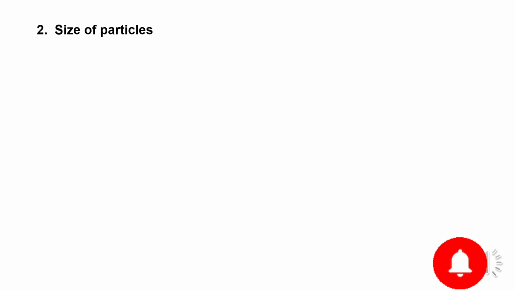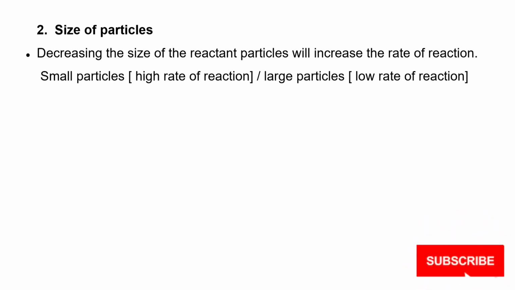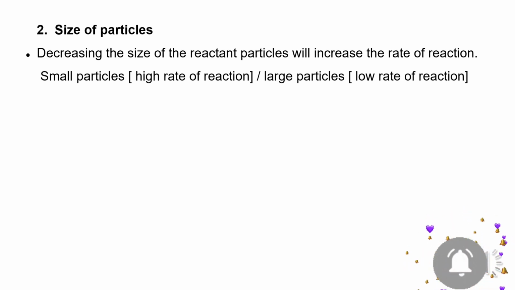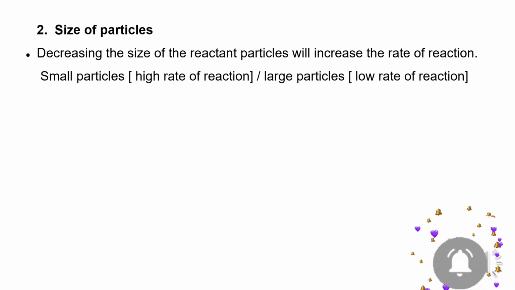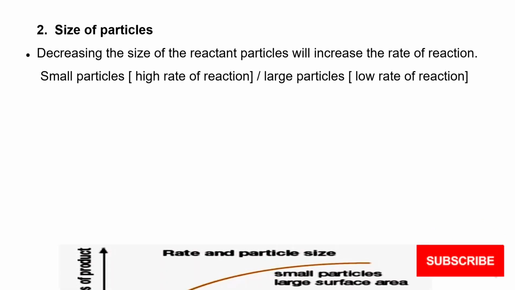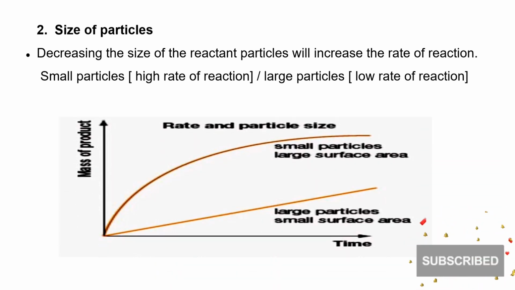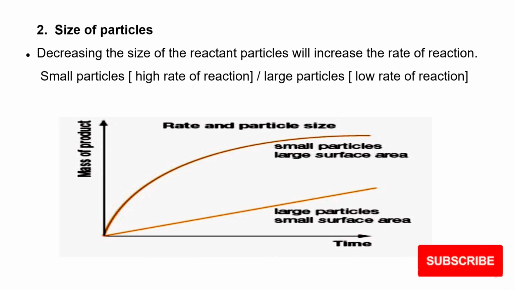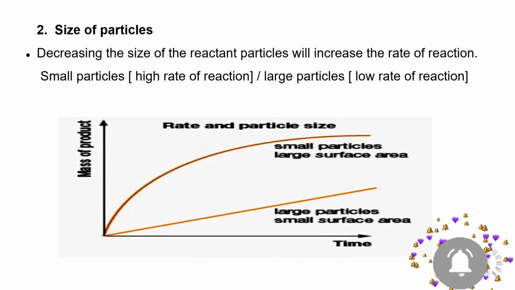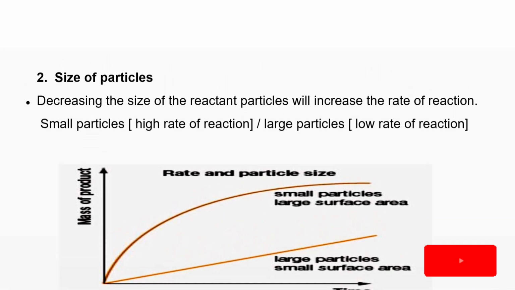The second one is size of particles. Decreasing the size of the reactant particles will increase the rate of reaction. In short, the smaller the size of the particles, the faster the rate of reaction. When you look at this graph here, it shows that the smaller the size of particles, the faster the rate of reaction, and the larger the size of particles, the slower the rate of reaction.